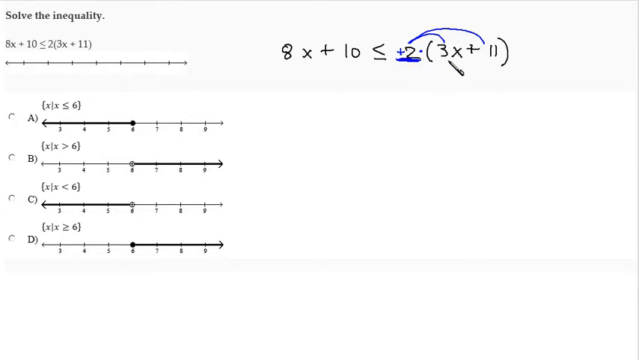So this 2 is going to multiply this positive 3x. Signs first. Positive times positive makes positive. 2 times 3 makes 6. And then here's the x. So signs, numbers, and variables. Then we distribute the 2 to this. We treat it like a positive 11. Positive times positive makes positive. 2 times 11 makes 22.